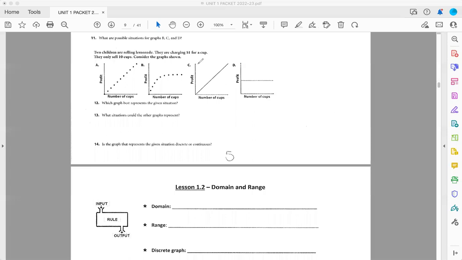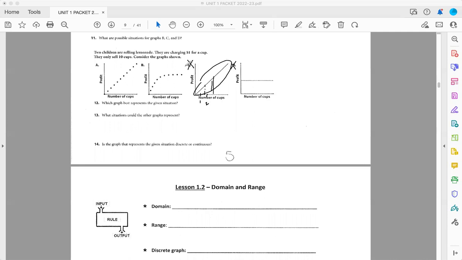If you look at this graph, this is continuous. This means if I have cups here, it means I can buy 1.5 cups, or 2.5, or 2 3/4, which is not possible. So we know that the number of cups is discrete, therefore the graph is automatically represented by dots. So it cannot be C or D.